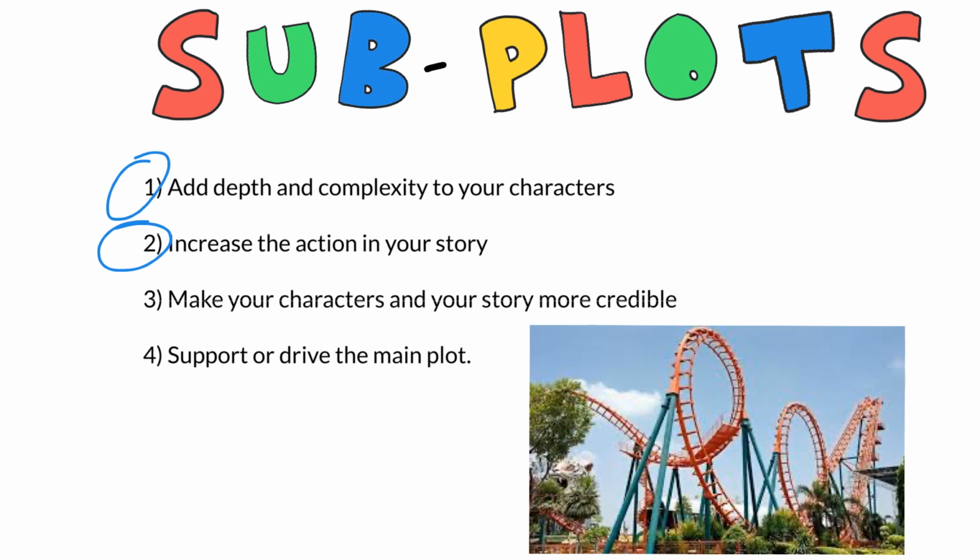The next thing it does, it makes your characters in your story more credible. If the characters seem real, if the problems seem real, the story itself seems more real. And the other thing is it helps to support or to drive the main plot. So in Hunger Games, the fact that there's now this complication between Katniss and Peeta, which then makes a complication with Gale as well, that adds to the story and helps to move it along.